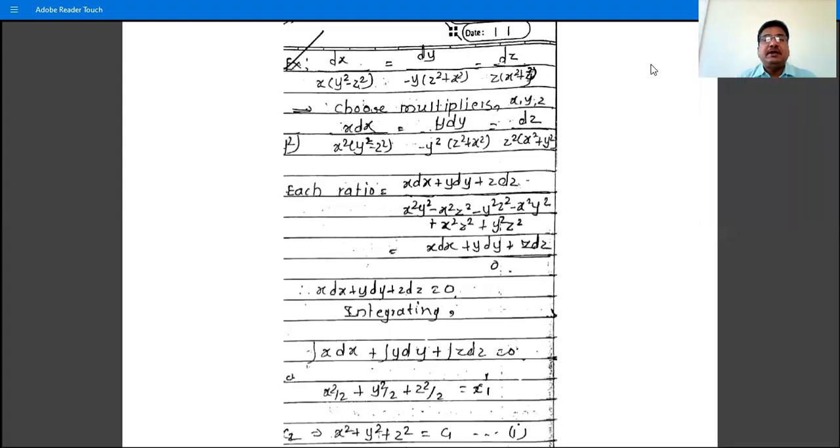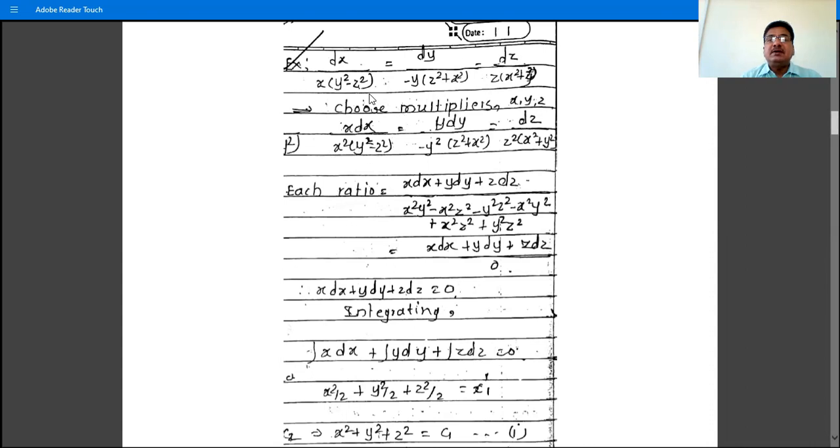Next example of the type dx by P, dy by Q, dz by R. The example is: find the general solution, or solve the differential equation dx divided by x(y² − z²), dy divided by y(z² − x²)... dz divided by z(x² + y²).